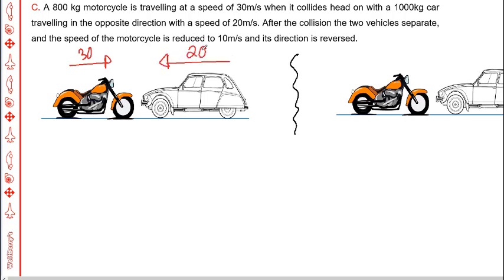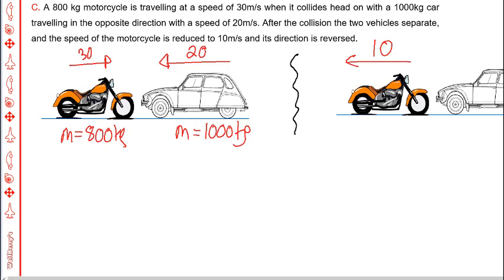second. Now the mass of the motorcycle is 800 kilos, whilst the mass of the car is 1000 kilos. Now after the collision, the two vehicles separate, the speed of the motorcycle is reduced to 10 and its direction is reversed. The masses stay the same and we don't know which direction the car goes.